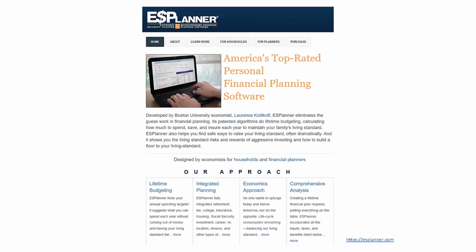Okay. So this looks like Thai villages, but the life cycle model is universal. And just to shift gears, this is Larry Kotlikoff's website. He's both a professor and an entrepreneur. So he is selling this product, this ESP planner, but he has a lot of great economic research on life cycle planning. And, no one wants to splurge today and starve tomorrow, nor the opposite. Life cycle consumption smoothing balances our goals.